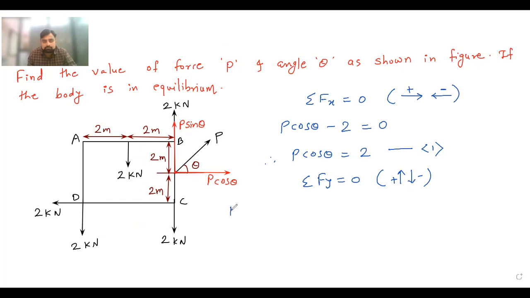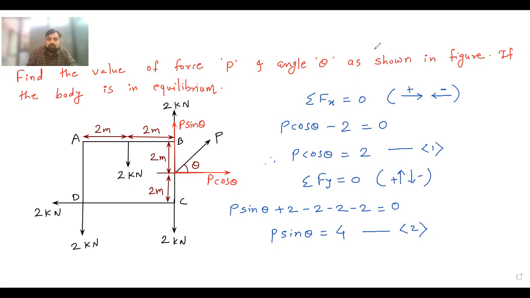So first of all, P sine theta, which is positive, plus 2, then minus 2, minus 2, minus 2, is equal to 0. So this plus 2 minus 2 will get cancelled. Here it is minus 4. On that side, you will get P sine theta is equal to 4. This is your equation 2. So now you can divide equation 2 by equation 1 so that you will get the value of theta.